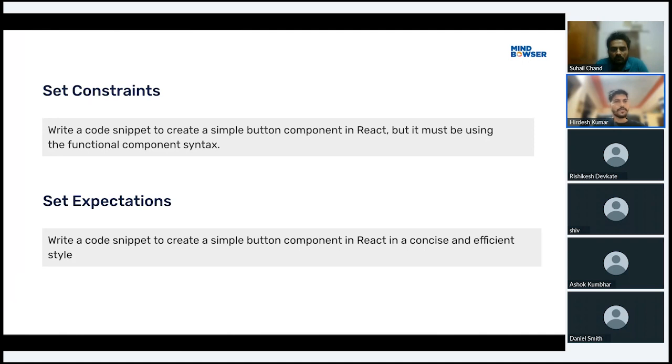And in the last step, along with setting constraints, we can also set the expectations for the output. In the same way, it will help to understand how to get the best result. So in the set expectation step, we can set the tone, the style, or the quality. Here, let's say in this prompt, we are saying that whatever component you are creating, you have to create it concise and it should be efficient, right? Then we will move to the next slide.